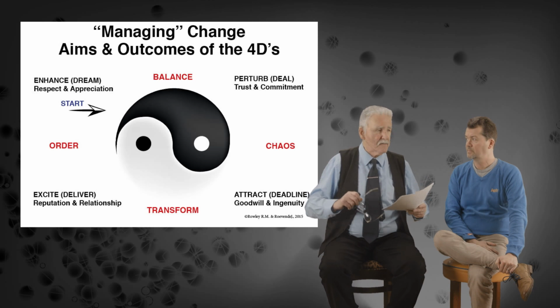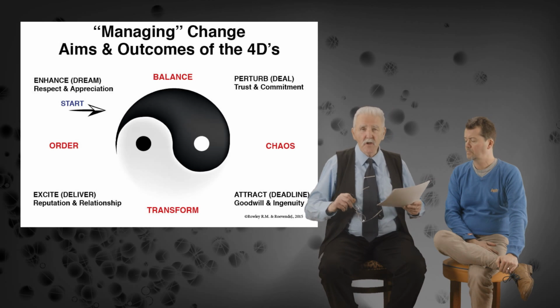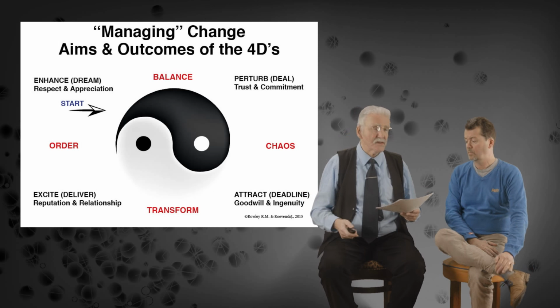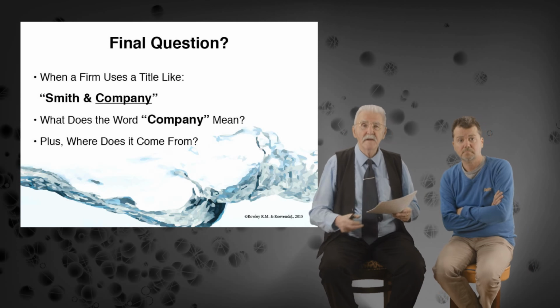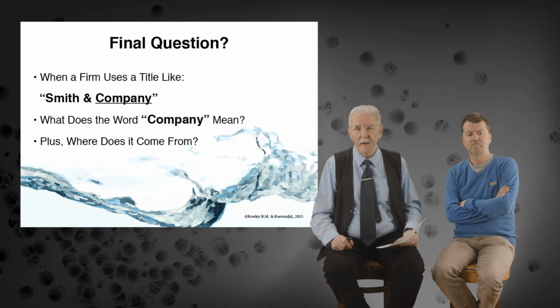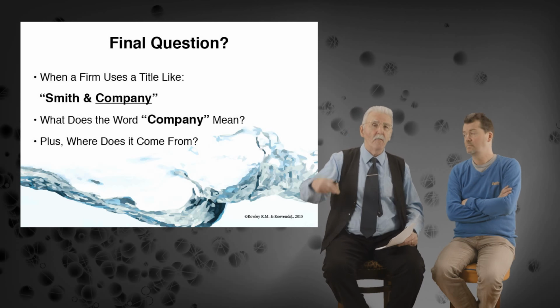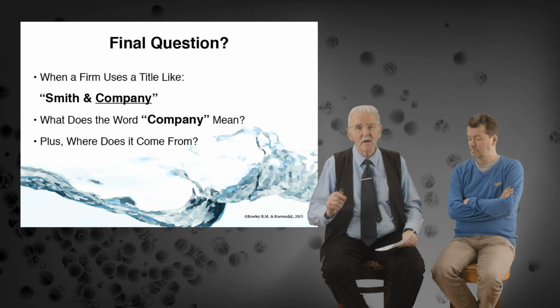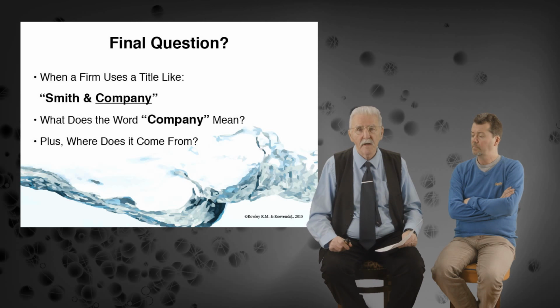We've kind of hinted about spirit and about goodness and doing the right thing and being moral and ethical. We're going to leave you with one final kind of question. Okay? Very simple. When you see a name like Smith and Company, or Jones and Company, or McKinsey and Company, right? We ask you, what does the word company actually mean? Company. And where does it come from? Where do you think it comes from? What does the word company mean to you?